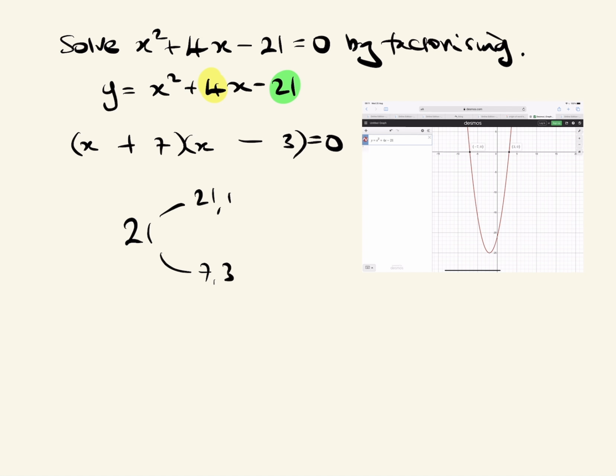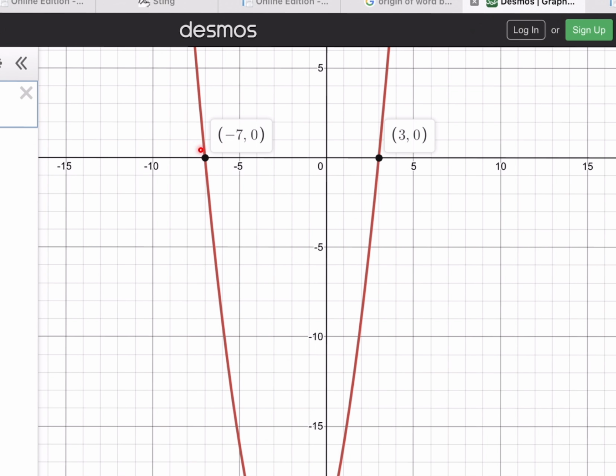So in order for this bracket to be 0, then the x must be minus 7, because minus 7 plus 7 is 0. So we know that one solution is x equals minus 7. And here, in order for this bracket to be 0, x minus 3, well, the x would have to be positive 3 in order for that bracket to be 0. So x equals 3. And can you see that those were the answers that the graph would have given us?